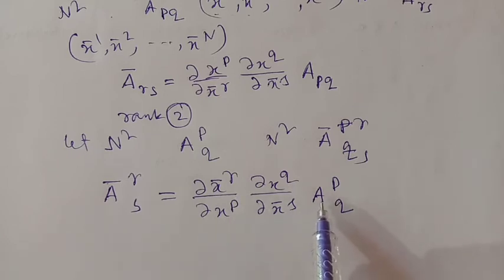Here, why is it a mixed tensor? Because here both the components are present, one contravariant component, another covariant component. If both the components are present in a tensor, then that tensor is called a mixed tensor.